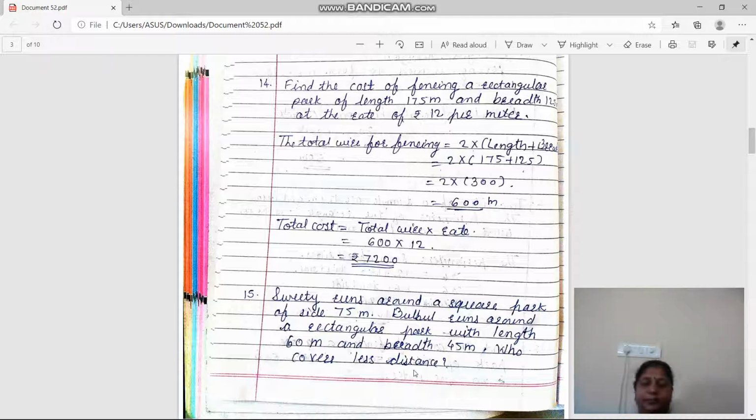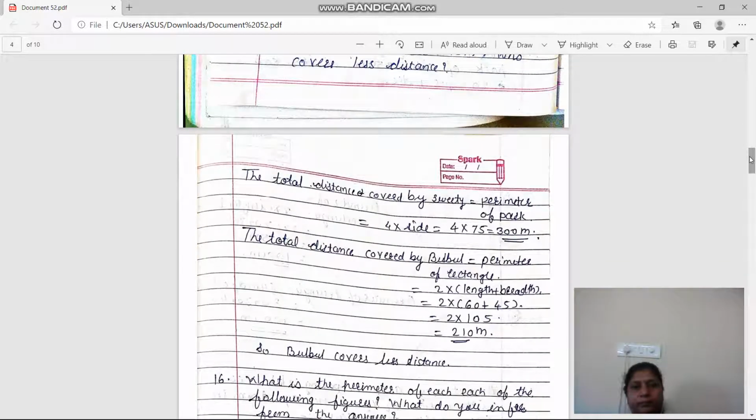So let's start. See, the total distance covered by Sweetie is equal to perimeter of square park. I'm sorry, we have to write here square. Okay, perimeter of square park. So 4 into side, that is 4 into 75, then we get 300. Okay, the perimeter of square park is 300 meter. That means the distance covered by Sweetie is equal to 300 meter.